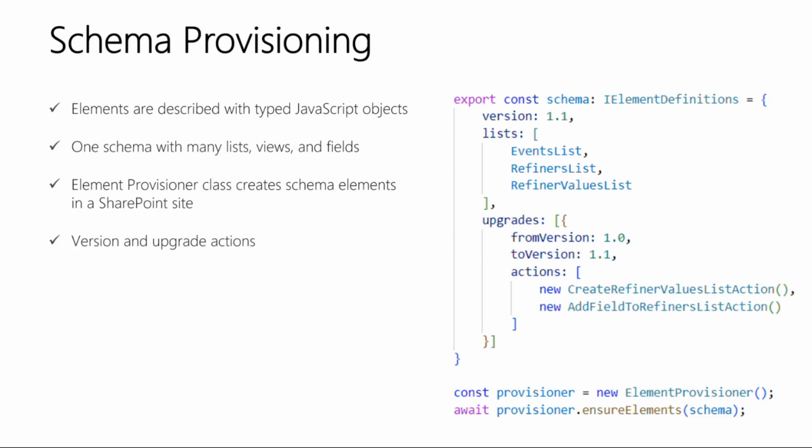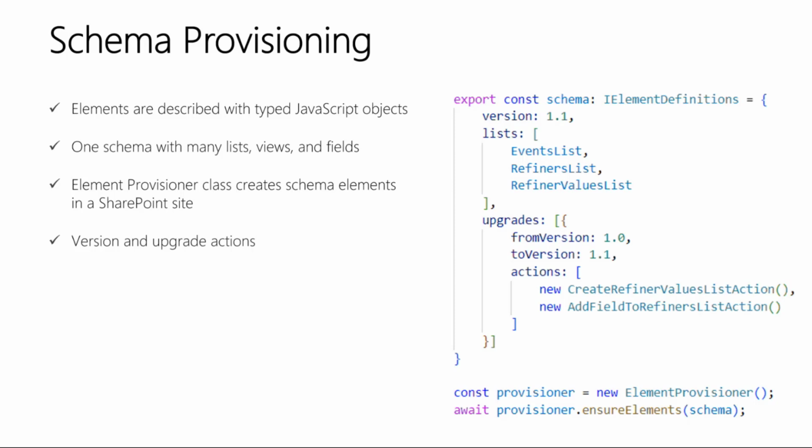All right, schema provisioning with the SPFx Solution Accelerator is done in two steps. The first is to declare your schema with all of your elements, such as fields, lists, and views. And then you run the provisioner to create those elements on the SharePoint site. We have interfaces that help you define all of your schema elements in a type-safe manner.